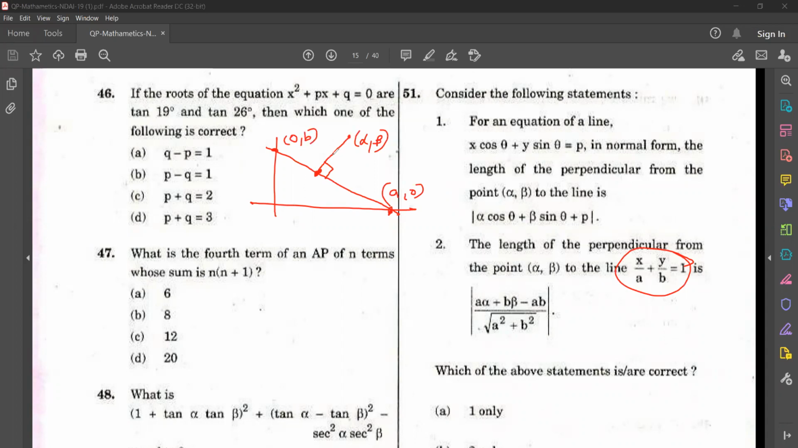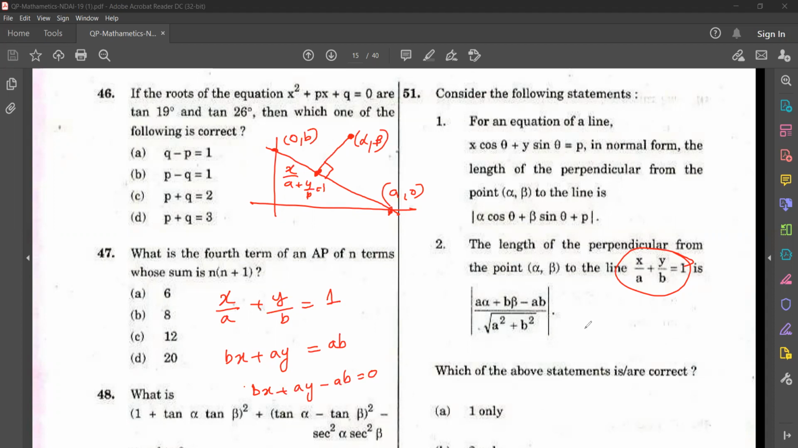Okay, what you have to get? You have to get the perpendicular distance from this point to this line. This line is x by a plus y by b is equal to 1. So let's see how to do it. I'm rearranging this line's equation x by a plus y by b is equal to 1 as bx plus ay is equal to ab, or bx plus ay minus ab equal to 0. That is also correct.